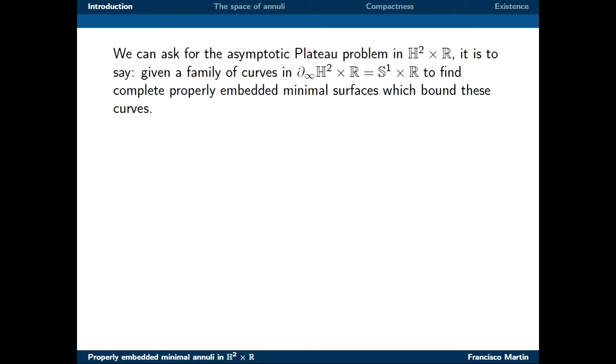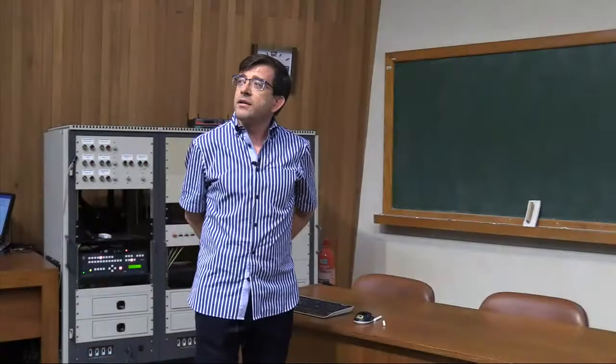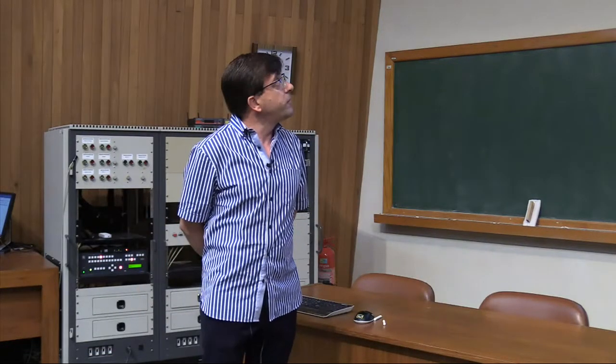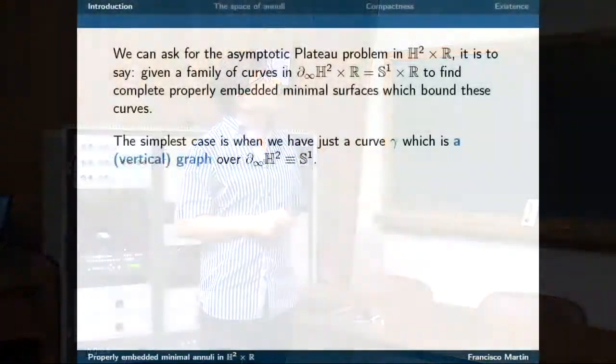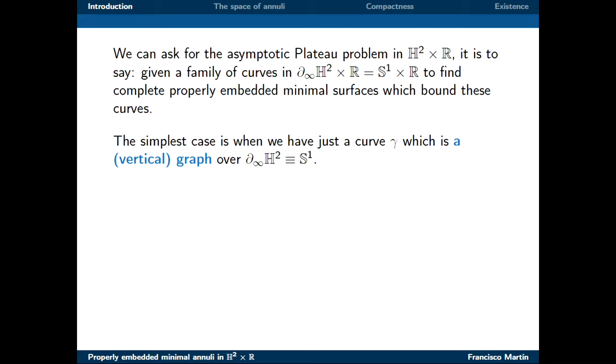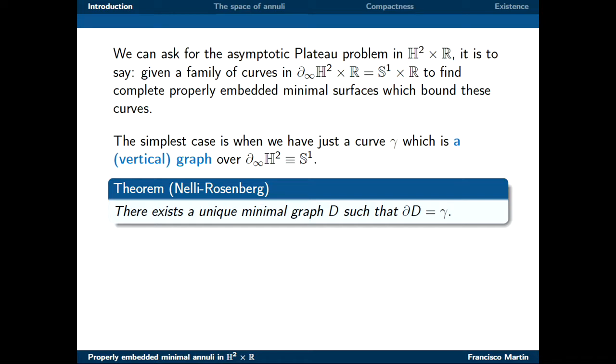Okay, so I'm interested in what can be called the Dirichlet problem at infinity. You prescribe a boundary at infinity and ask when you can have a solution. The simplest situation is when you consider just one curve gamma, which is a vertical graph over the ideal boundary. In this case, Nelli and Rosenberg proved that there exists a unique minimal disk whose ideal boundary is this curve gamma.